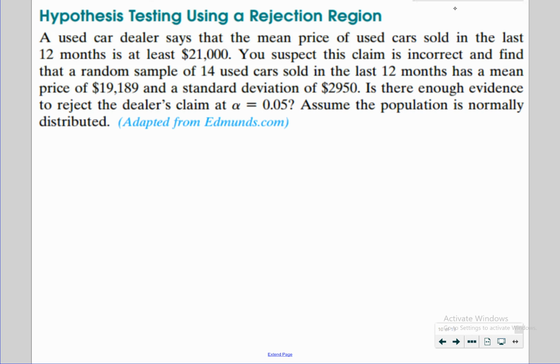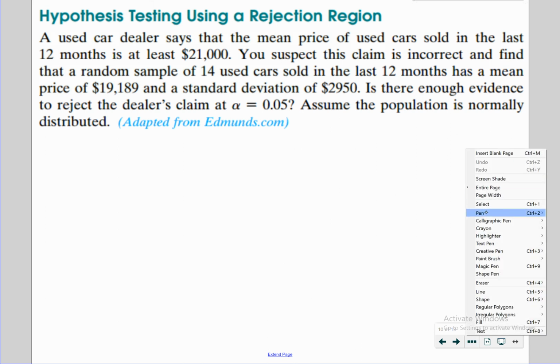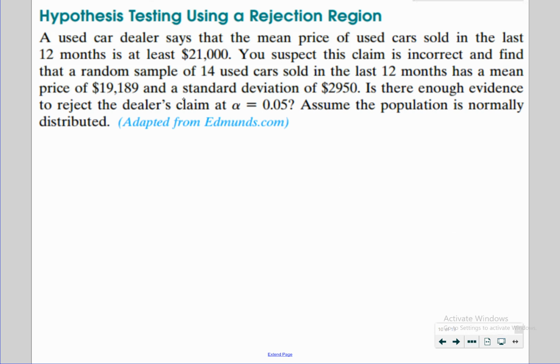So that last statement, assume it's normally distributed, we meet our conditions. We also want to check our standard deviation as one of our first steps. Standard deviation here came from the random sample. So because it came from the random sample, it's an S instead of a sigma. And that tells us also that we're going to be using the T charts to get our rejection regions.